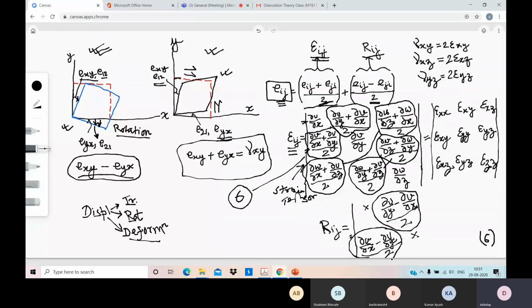That term is Eyx minus Exy by 2. So it comes out as del V del X minus del U del Y by 2. Whereas this term is del U del Y minus del V del X by 2. So these two are not equal. And this is represented by the minus sign as expected in rotation. So this is the asymmetrical part of that relative displacement tensor, which is the rotational tensor, whereas the symmetrical part is your strain tensor.